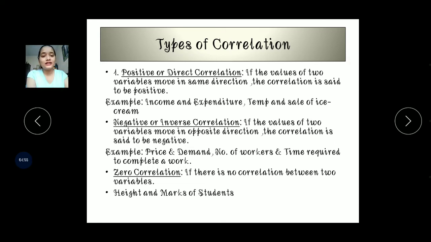The third correlation is zero correlation. When there is no relationship between two variables, then that correlation is called zero correlation. For example, height and marks of students. It can happen that a taller person and a shorter person both score good marks. It can also happen that a taller person and a shorter person both fail a certain exam. So there is no correlation between height and marks of students.